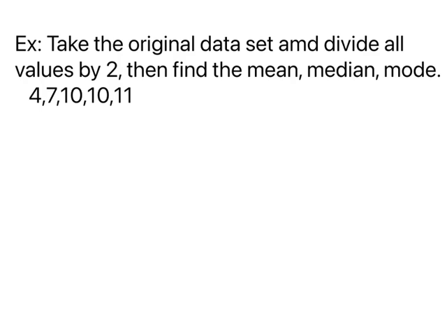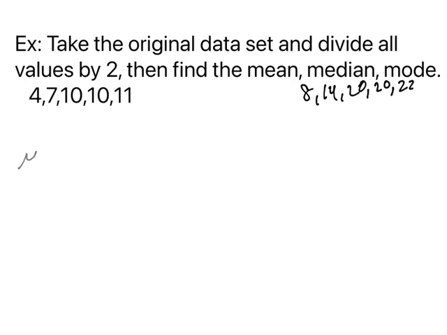Now let's look what happens when we multiply or divide. So again, the original data set was 8, 14, 20, 20, and 22. So when I divide all of those by 2, I get 4, 7, 10, 10, and 11. So let's jump right in. I want to find the mean. Again, the mean adds all together. I get 42. Divide it by 5 because there are 5 numbers, and my mean is 8.4.